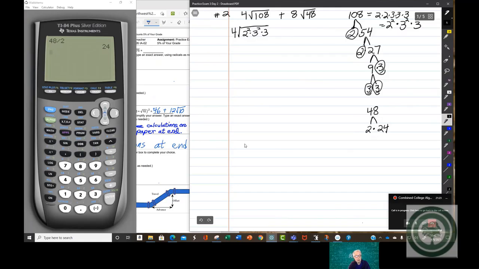Okay. So, if I divide 48 by 2, I'll get 2 times 24. 24 is an even number. So, if I divide 24 by 2, I get 12. So, 24 equals 2 times 12. Now, when we get down to 12, I know that that's 2 times 6, and that 6 is 2 times 3. So what do we have here? We have 2 times 2 times 2 times 2 times 3.